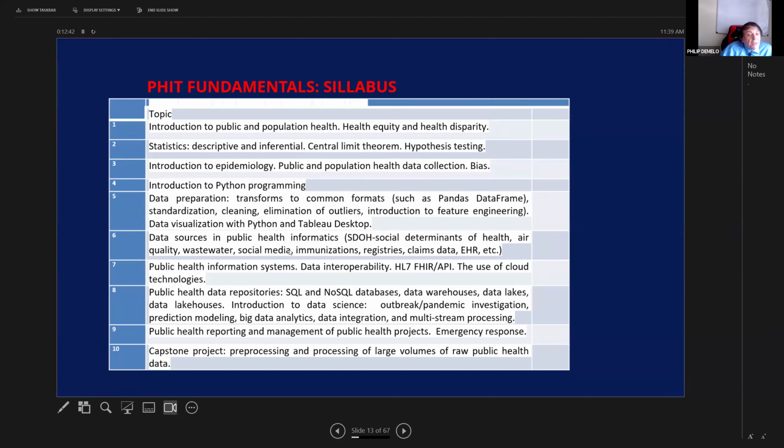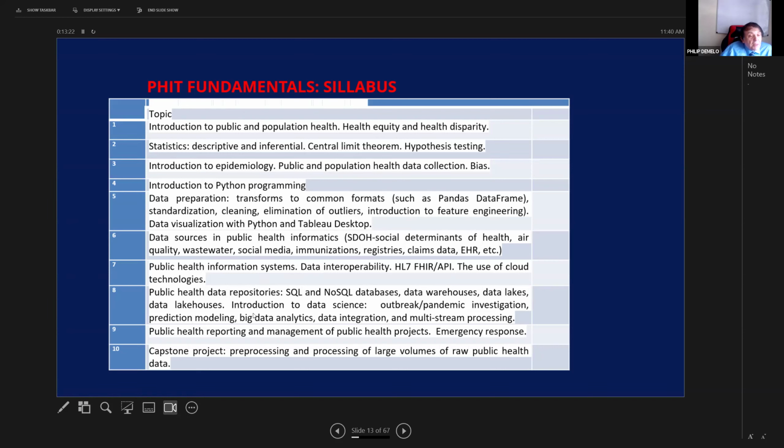Now, we also taught data integration, including, for example, social determinants of health, air quality, wastewater, social media, immunization registers, claims data, EHR, etc. Then in public health information systems, as I said, we had a focus on different information systems, including registries and so forth. And also we include data interoperability, and the use of cloud technologies. For example, we taught them how to take the data from, let's say, EHR and move it to, let's say, MongoDB, so some clouds, using FHIR API.